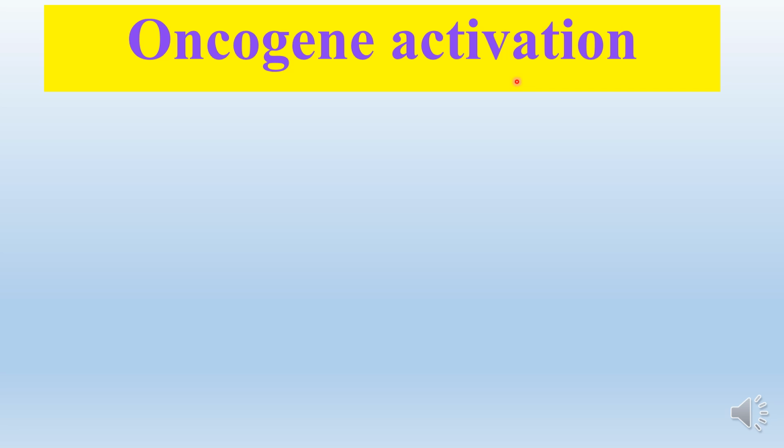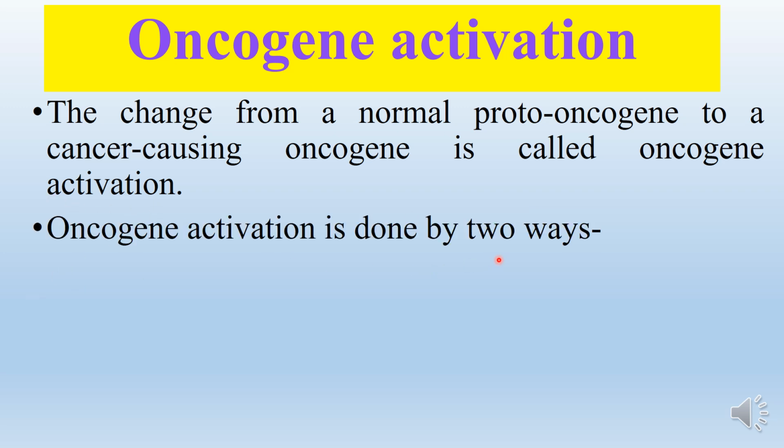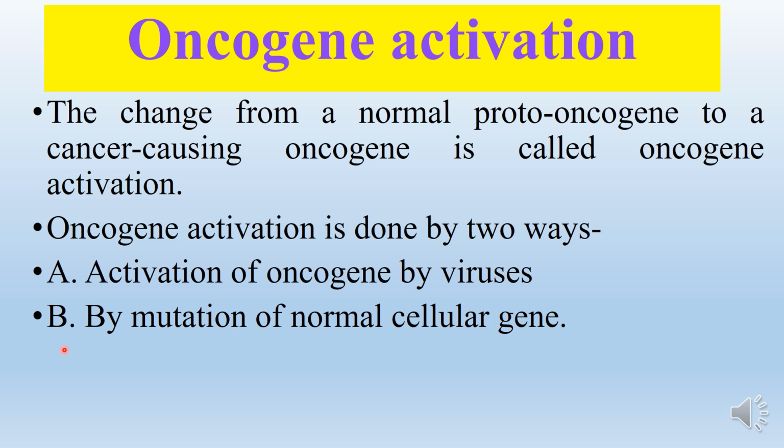Oncogene activation. So let us see now how these oncogenes are activated. The change from a normal proto-oncogene to a cancer-causing oncogene is called oncogene activation. Oncogene activation is done in two ways. A. Activation of oncogene by viruses, and B. By mutation of normal cellular gene.